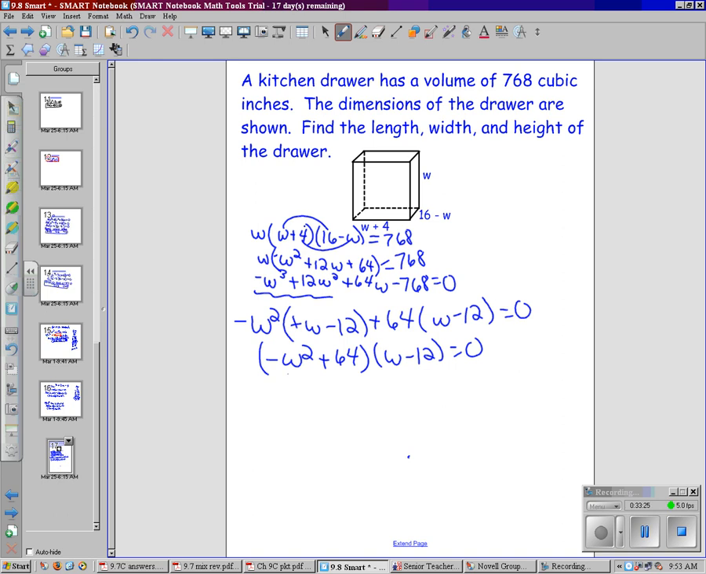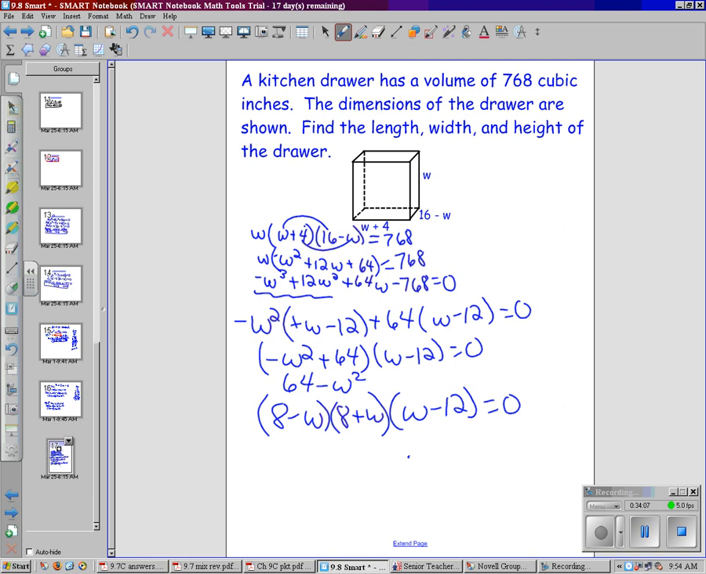Okay, let's write this like we're used to. 64 minus W squared. Can you rewrite that? Is it done factoring? No. Is 64 a perfect square? Yeah. How about W squared, perfect square? Yeah. So how can I write this? It comes up to be 2 binomials. It's 8 minus W and 8 plus W times the W minus 12 equal to 0.